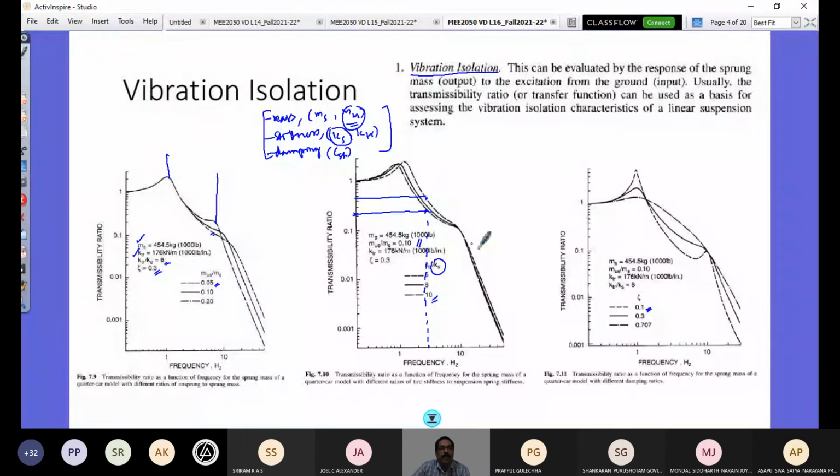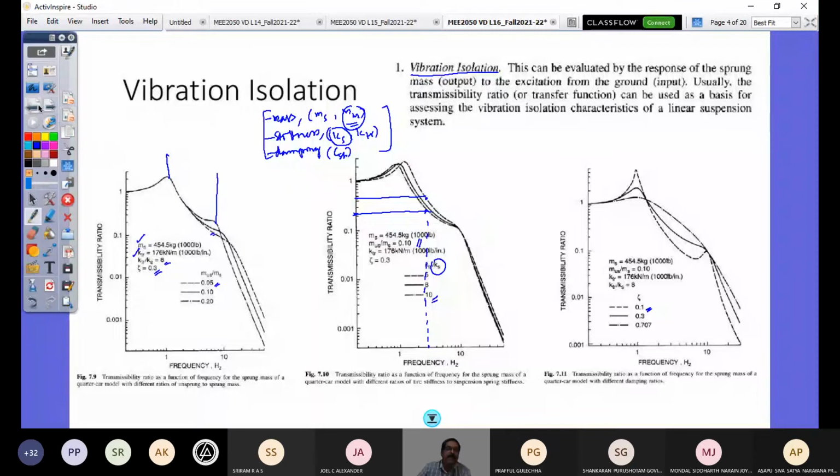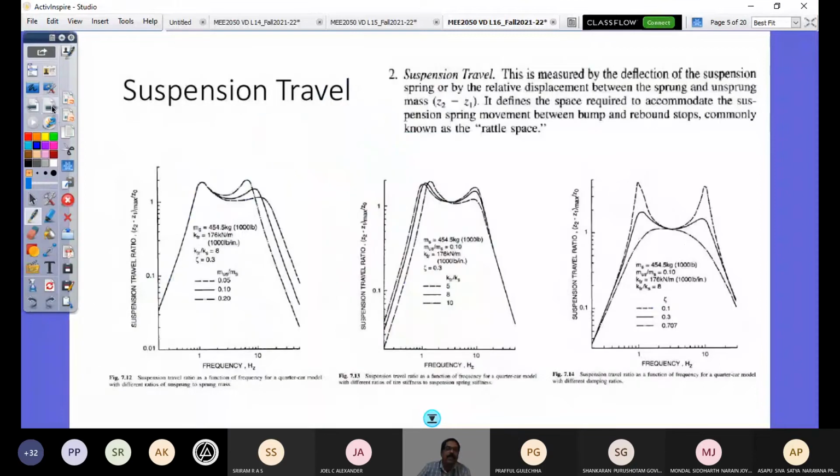So looking at the requirement of suspension travel that defines your rattle space, that is the ratio of the relative displacement, Z2 minus Z1 by Z0. Did I put the same here while defining? Yeah, Z2 minus Z1 by Z0.